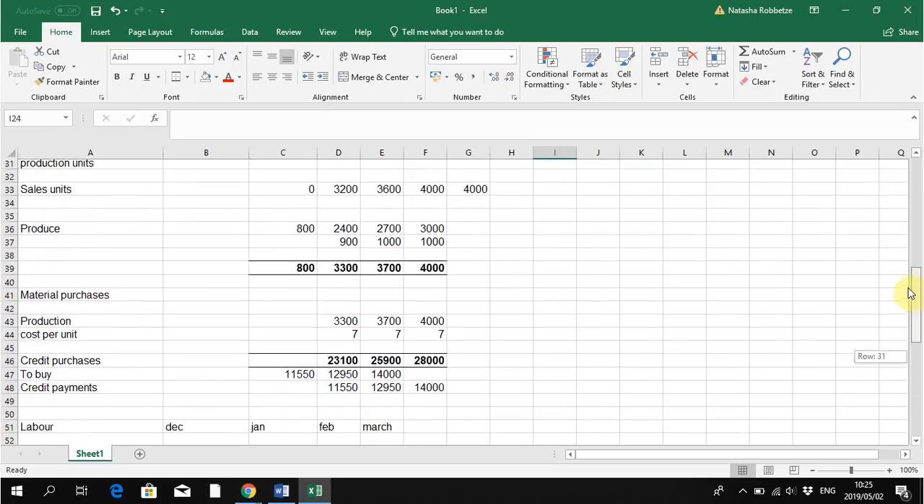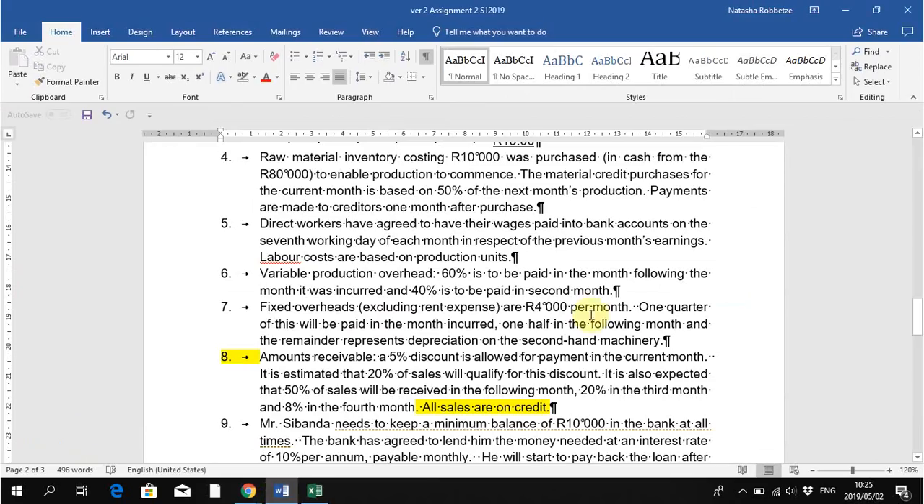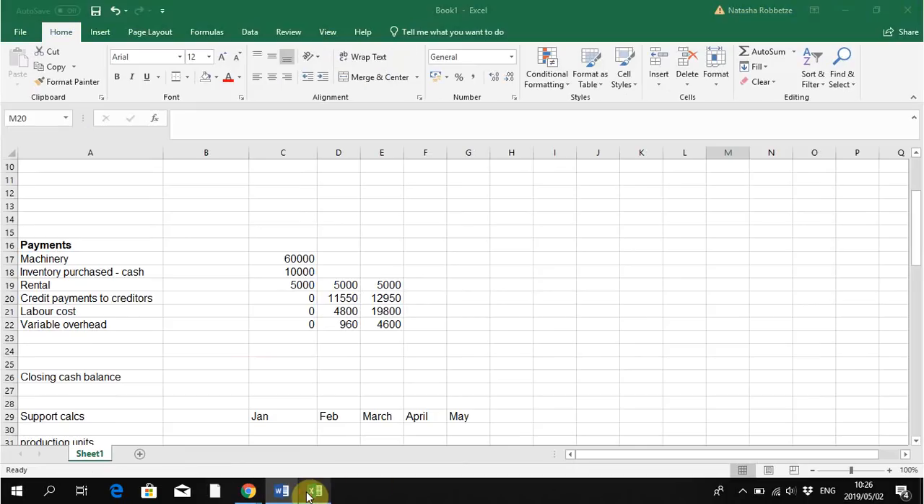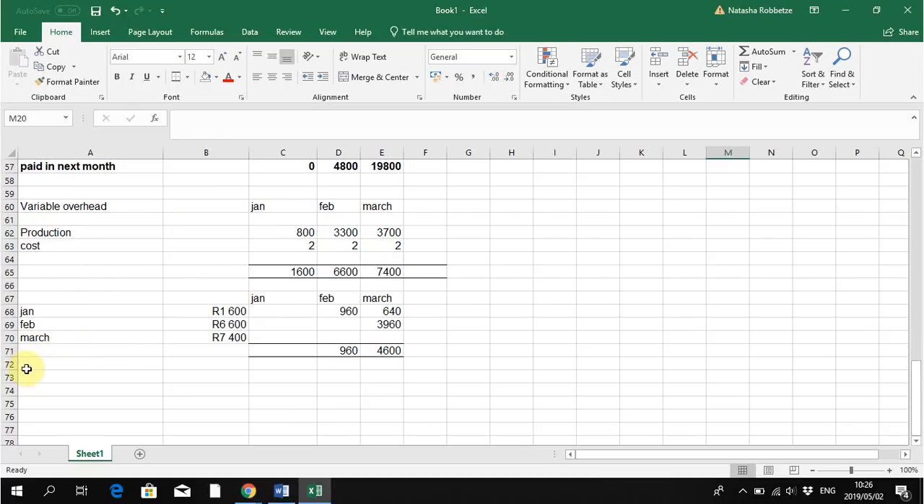If we can go back, payments, there's the rental, 5,000 Rand a month. They say the fixed overheads is 4,000 Rand per month. 1/4 is paid in the month that it is incurred, 1/2 in the following month, and the remainder is depreciation. So again, we need to go and do a support calc there. So we are on the fixed overhead.